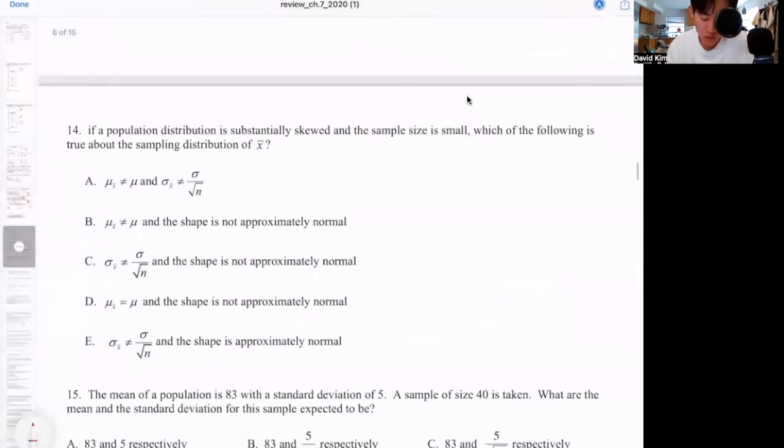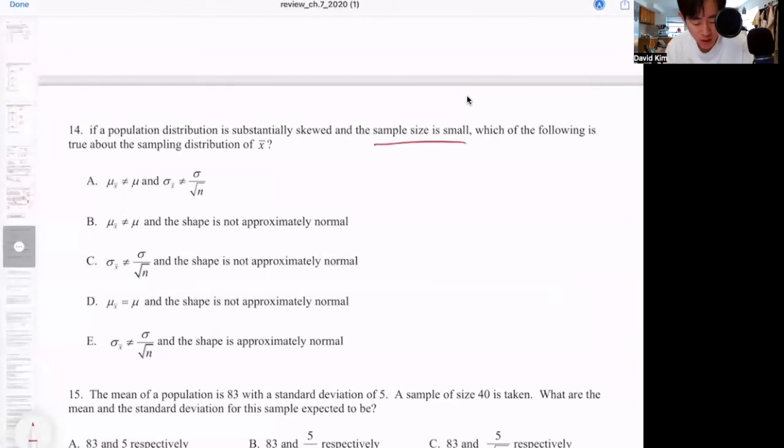Number 14: if a population distribution is substantially skewed and the sample size is small, which of the following is true about the sampling distribution? Well, if you have a skewed distribution, and if the sample size is very small, then your variability must be very large.